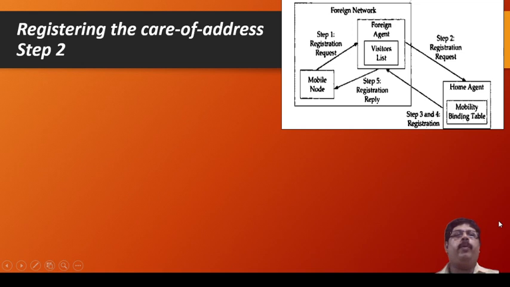Now, second step, how is it done? You can see here, second step. Now it is the responsibility of the foreign agent to send the registration request to the home agent. The home agent address will be provided by the mobile node to the foreign agent. It will take that and do the registration request. How it is doing it, you will see.